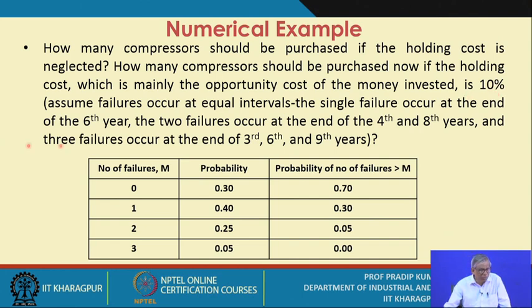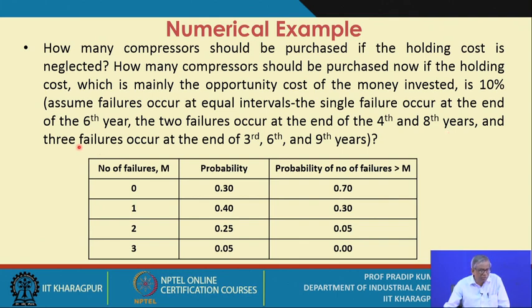So 10% holding cost. Assume failures occur at equal intervals. That means a single failure occurs at the end of the 6th year. That means the total lifespan of the air conditioner is 12 years. So if one failure occurs, we assume it is once in 12 years, that means at equal intervals, so a single failure occurs at the end of the 6th year. If two failures occur, they will occur at the end of the 4th and at the end of the 8th year. Okay, so this simple rule we will be following.